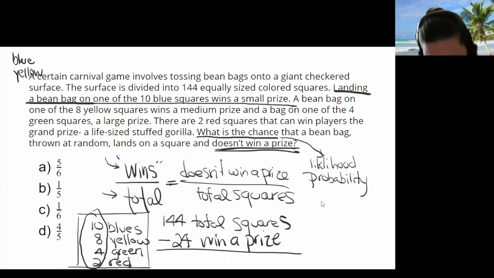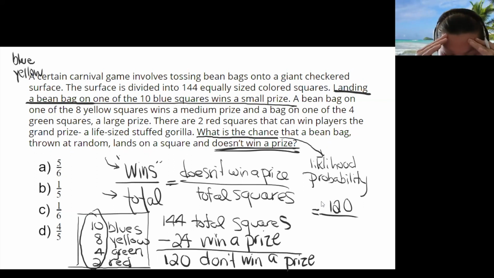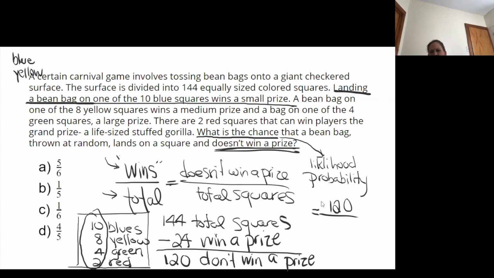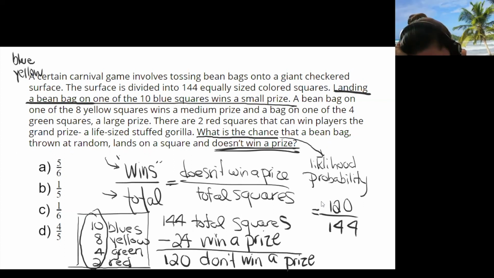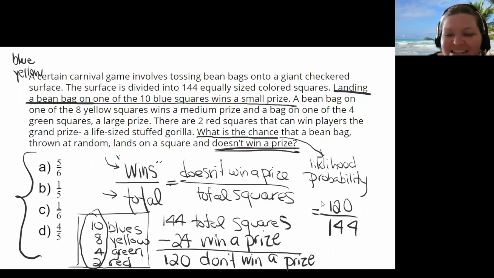So absolutely, Alicia, you could subtract those out. 120 of them don't win a prize. That's the top of our fraction, 120, but out of how many? 144. Beautiful, 120 out of 144. This is the probability that one of your beanbags is not going to win a prize. 120 losing squares out of 144 total squares. Beautiful, but oh crap, I don't see that answer there.